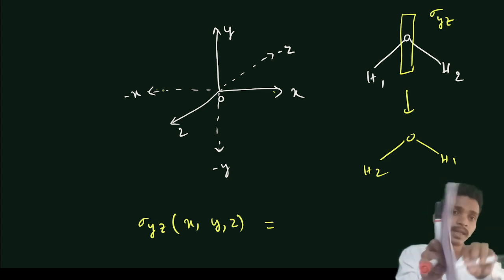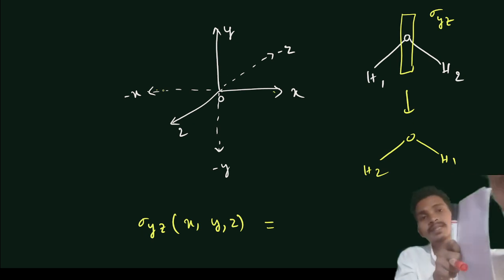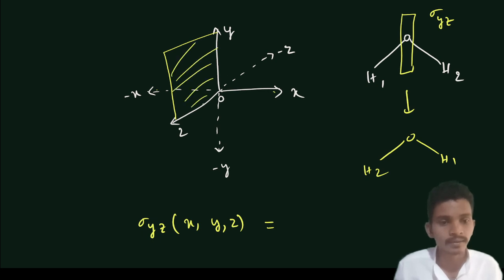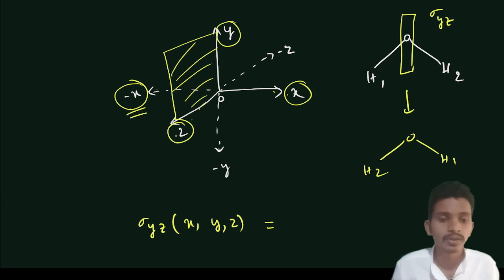Meaning if it is here, then that will go to the back side. And since y and z are already contained in the plane, they will not get changed. Okay, so whenever you apply this plane, sigma yz, the plane is like this. Y and z axes are already contained in the plane, and x is not contained, so it will get reflected to the back. So only which will change? X will change. What is contained will not change. X will only change, because the others are already contained.